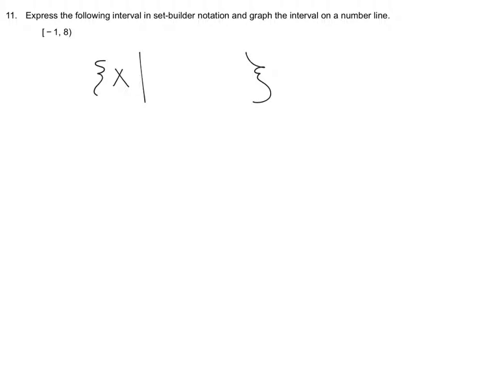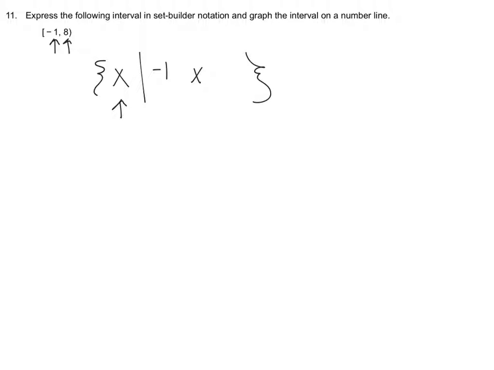So the left side of the bar tells us what variable we're defining, and then the right side tells us what numbers x can equal. Since we have two numbers here, I'm going to have x in the middle, and I'm going to have two inequality signs on each side of the x. Now if I look at the left side, my smaller number is always on the left, and I have a -1.